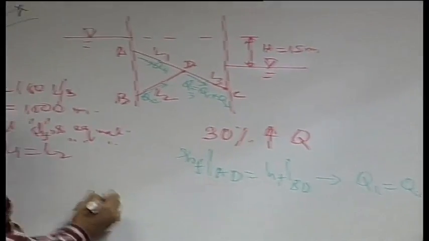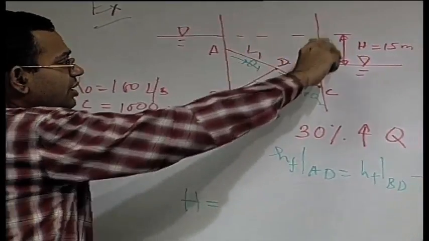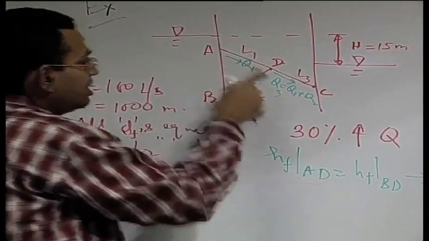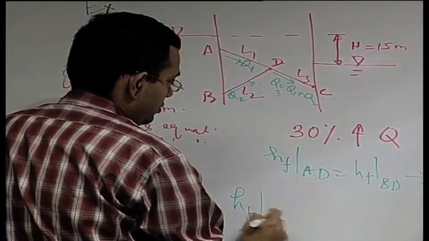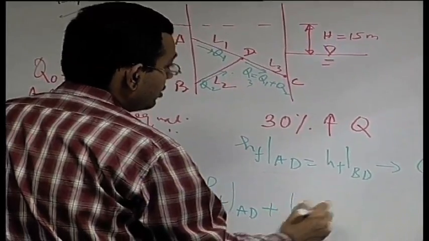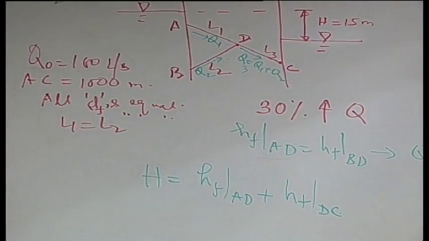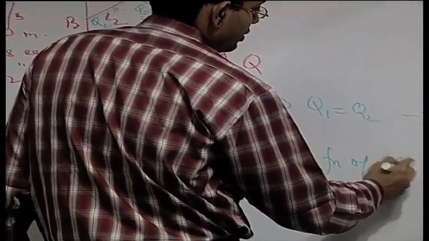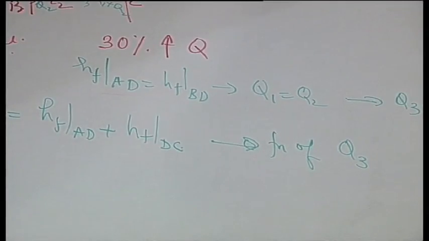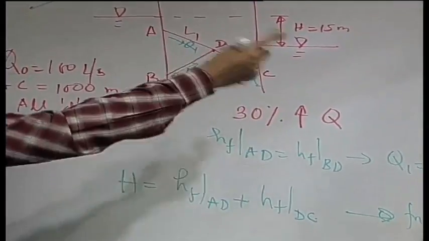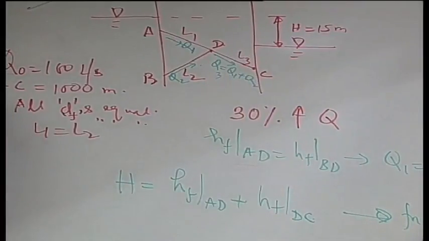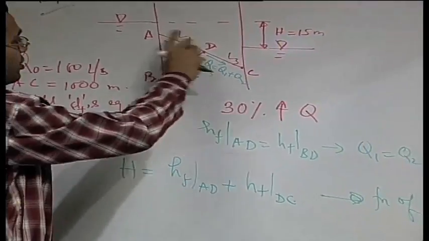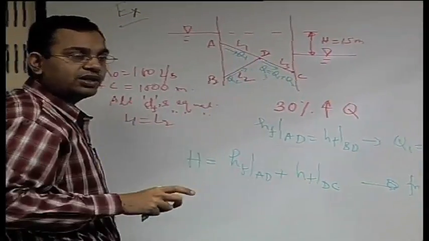That is capital H. We will not write the modified equation in all details. You have just seen that this capital H should be compensating the total head loss. So, the head loss in AD plus the head loss in DC will be a function of Q3, because head loss in AD is a function of Q1, and Q1 may be expressed as a function of Q3, and head loss in DC is a function of Q3.